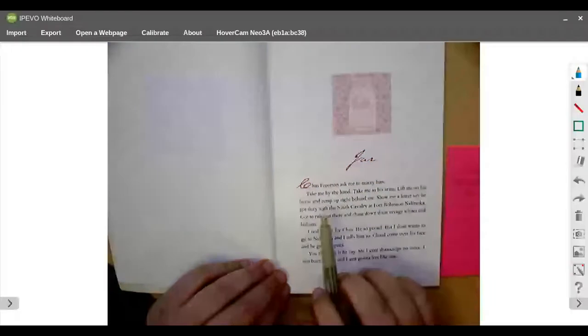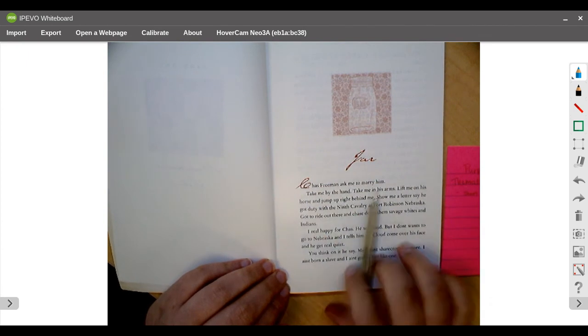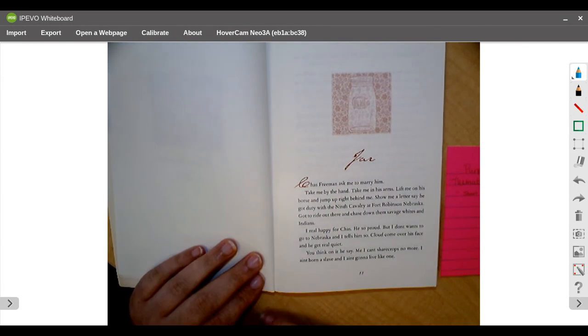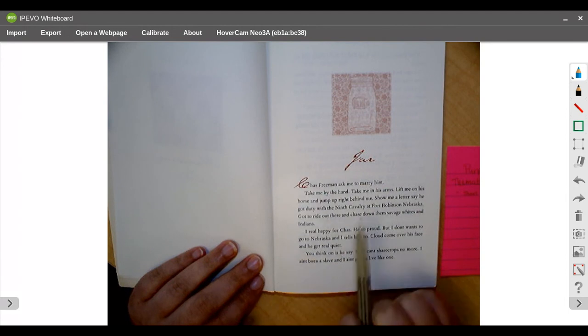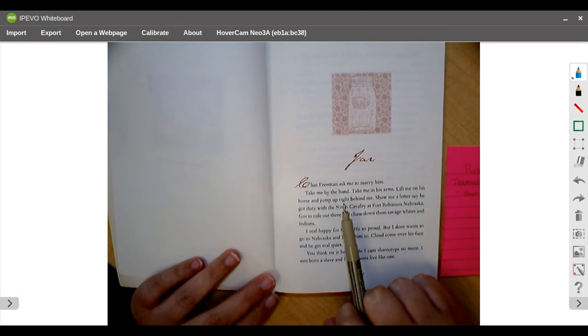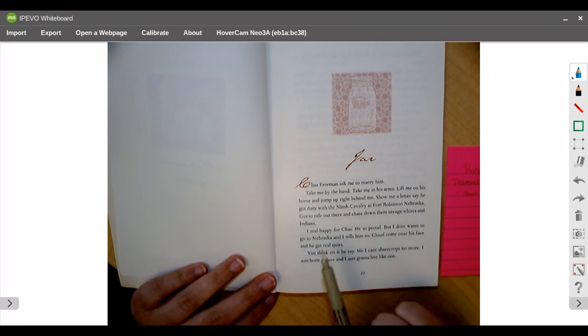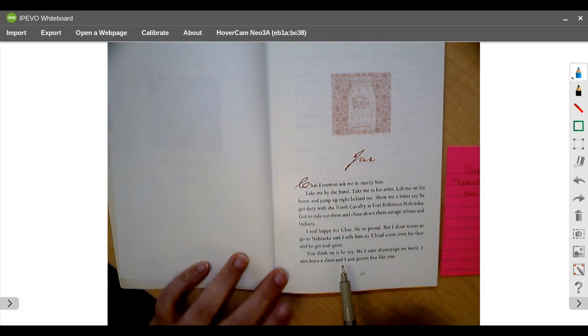So he has Freeman ask me to marry him. Who? This is the first page. We don't know anything. Take me by the hand. Take me in his arms. Lift me on his horse, and jump up right behind me. Show me a letter says he got duty with the 9th Cavalry at Fort Robinson, Nebraska.